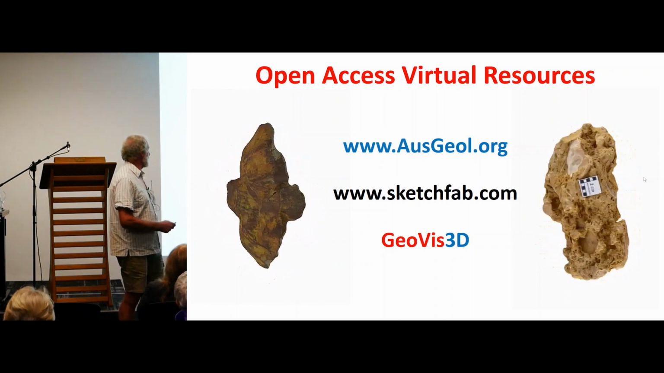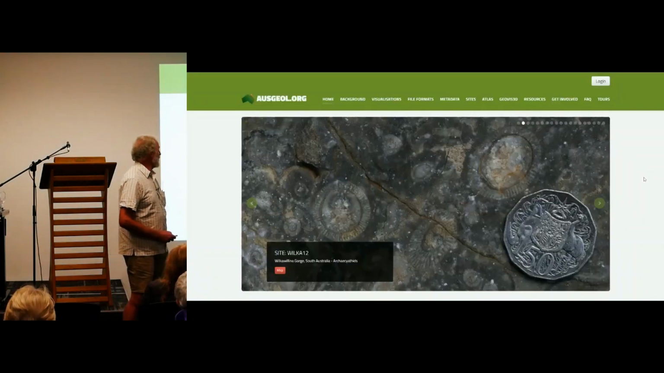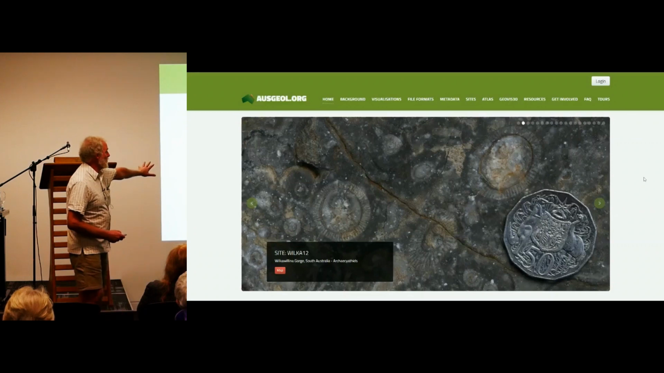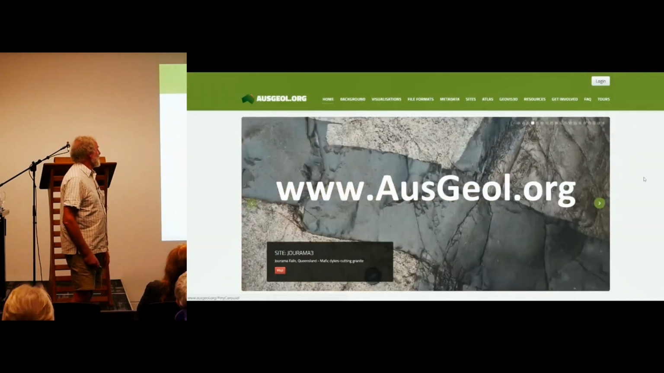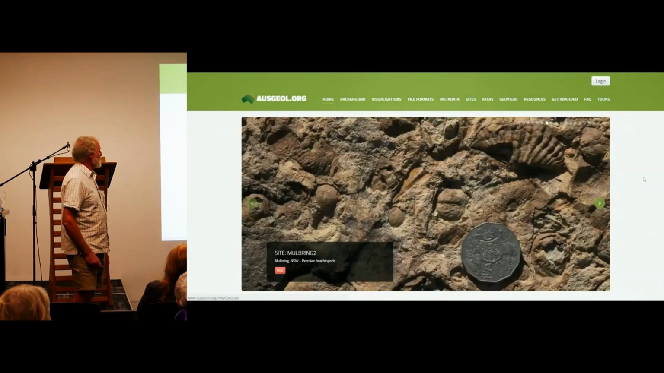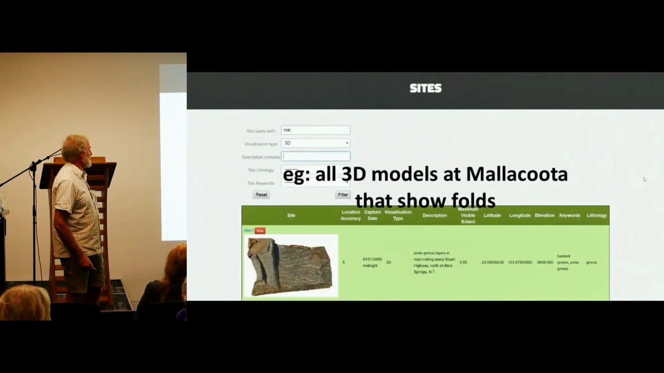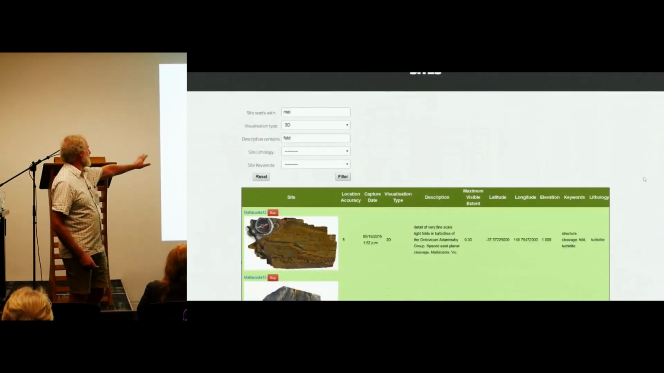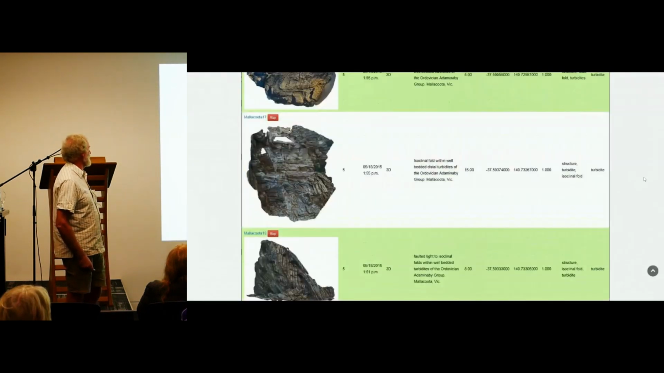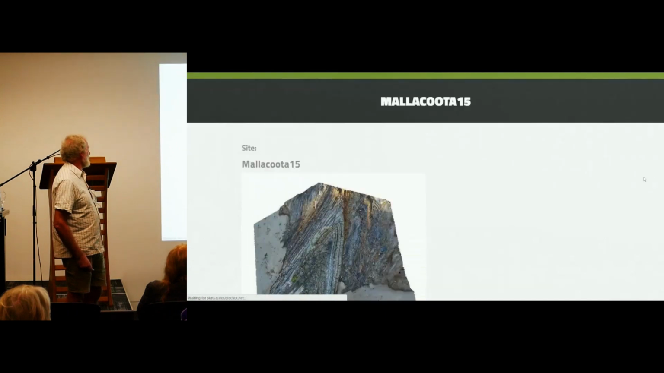So let's go on and look at one of those. This is the AusGeol database as you would see it on the web. I'm playing this at about 2 to 3 times real speed, so you'll see me typing faster than I normally do. I've gone in here and said I want to look at all the things that are folds at Malakuta in Victoria.